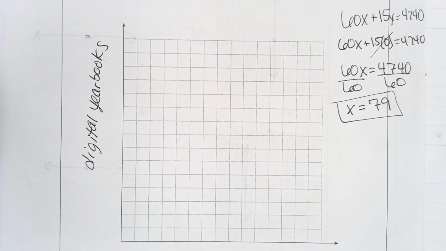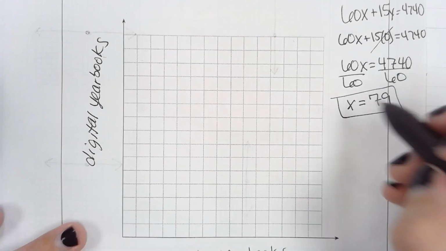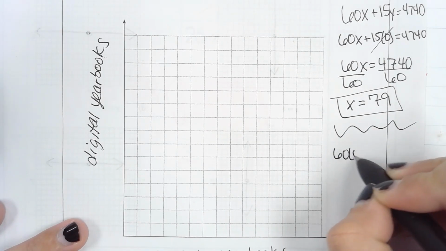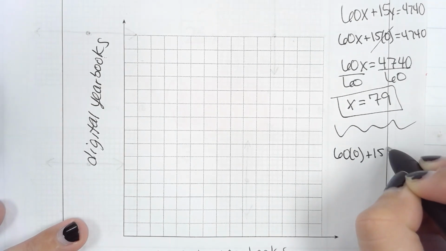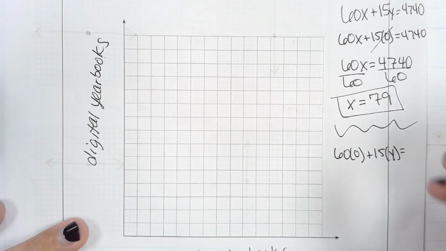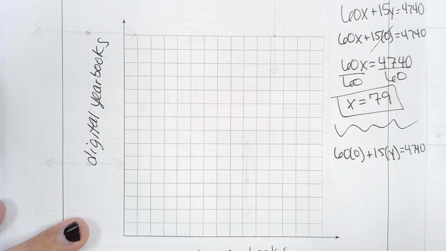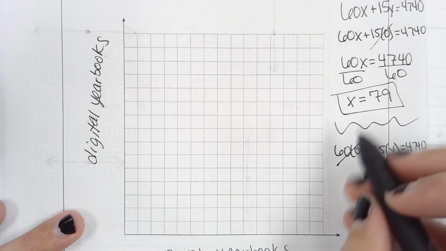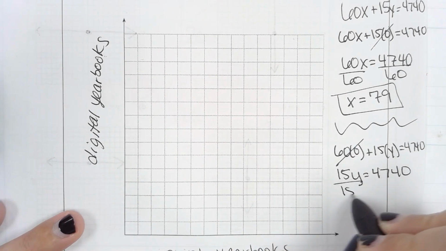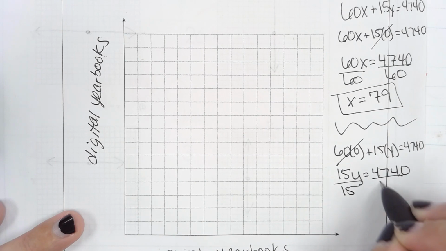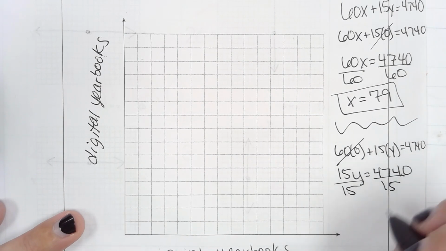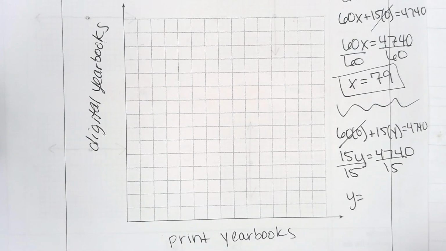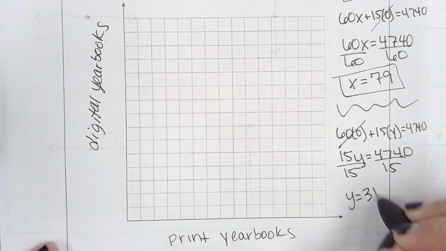All right, and then we'll do the same thing to solve for y. So I'm going to plug in 0 for x. So 60 times 0 is 0, so I now have 15y equals 4740. And to get y by itself, I can divide both sides by 15. And 4740 divided by 15 gives us 316.